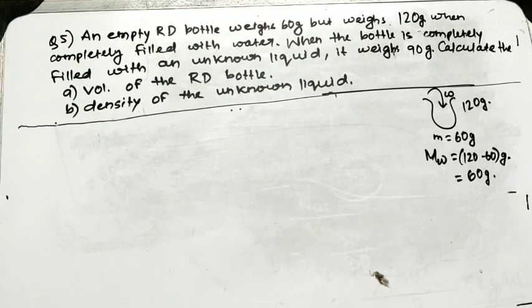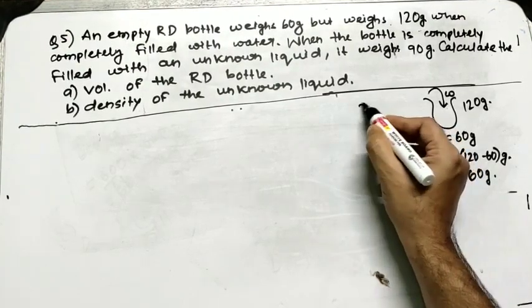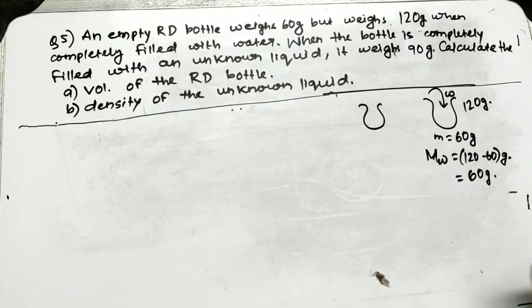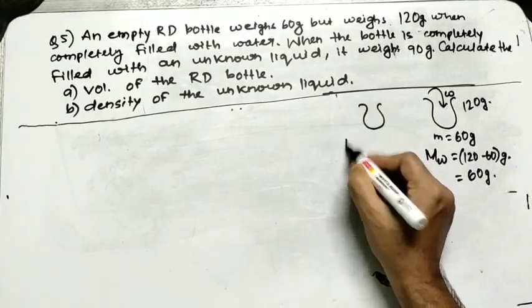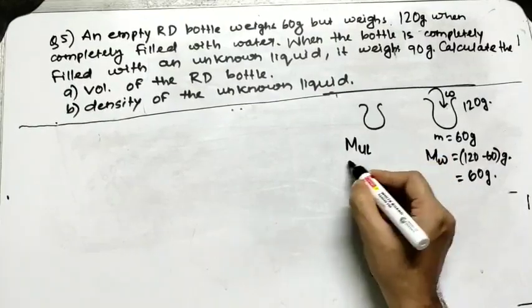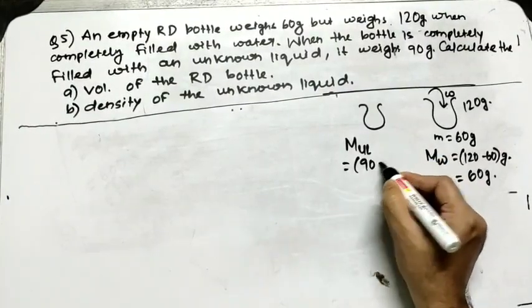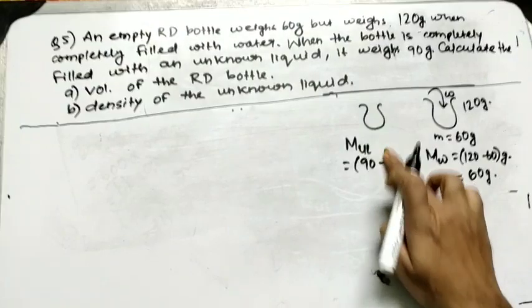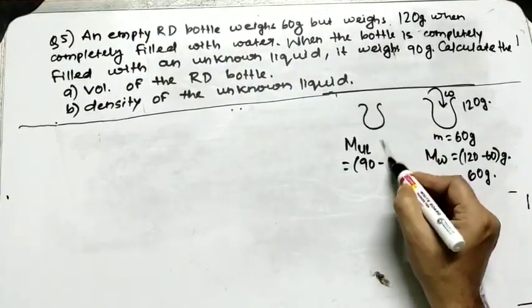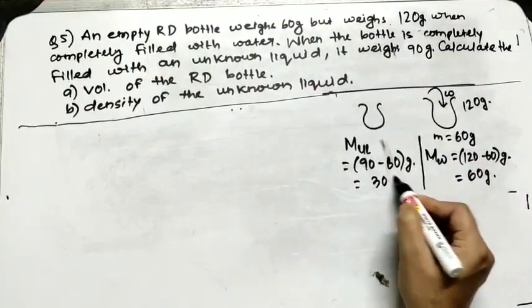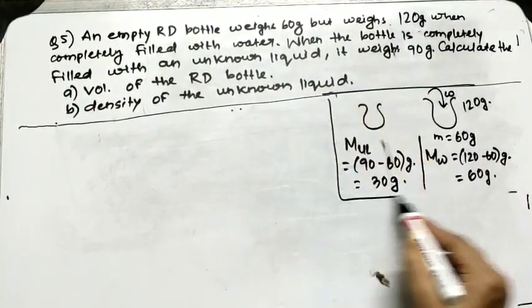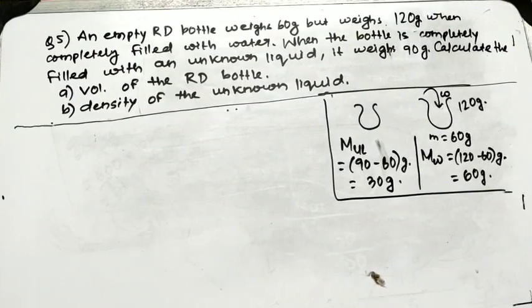And the same thing happens with the unknown liquid. We have the empty RD bottle which weighs 60 gram, and when the unknown liquid is poured into it, the weight increased and it becomes 90 gram. So the mass of the unknown liquid becomes 90 minus 60 gram, and it becomes 30 gram. So the mass of the unknown liquid becomes 30 gram.